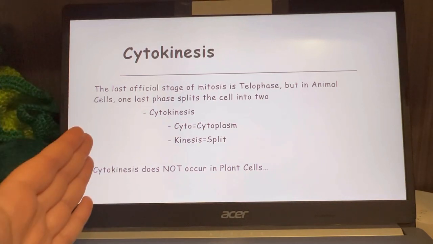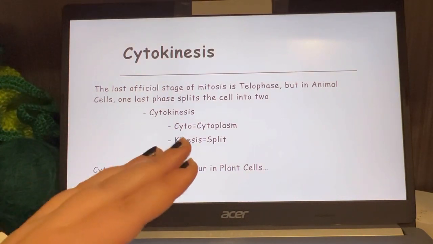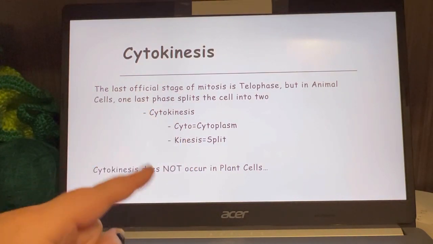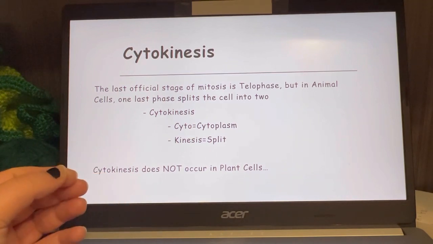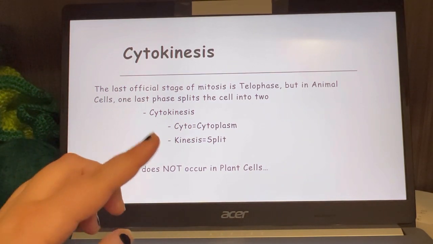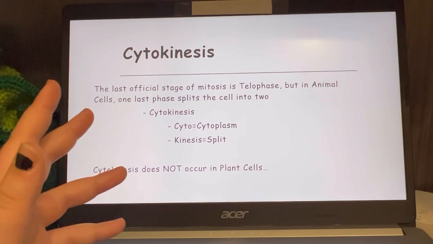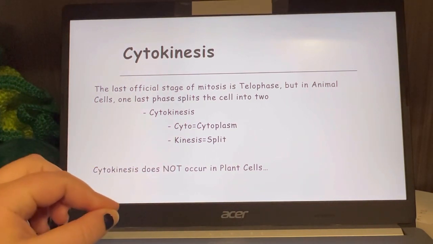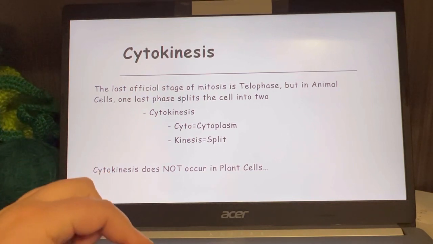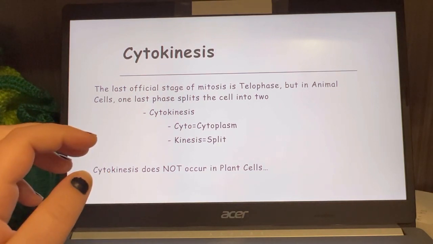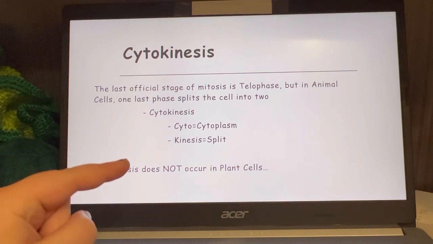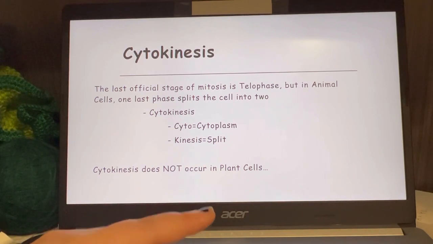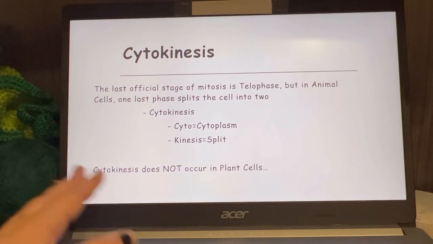Alright, cytokinesis. Last official stage of mitosis is telophase, but in animal cells, we have one last phase, that's cytokinesis. Cyto, meaning the cytoplasm, so this is the jelly that organelles sit in, and kinesis is to split. Cytokinesis does not occur in plant cells. I'll say that again. Cytokinesis does not occur in plant cells. It's an animal cell special.